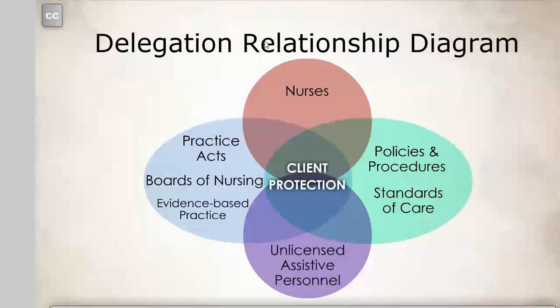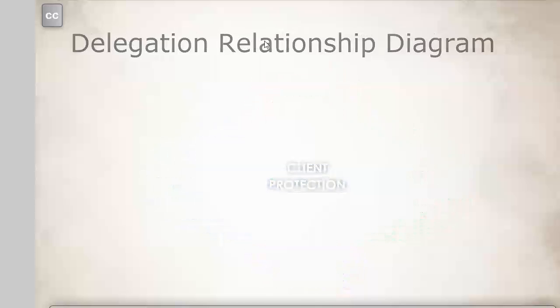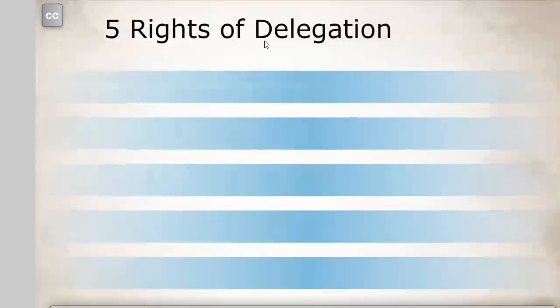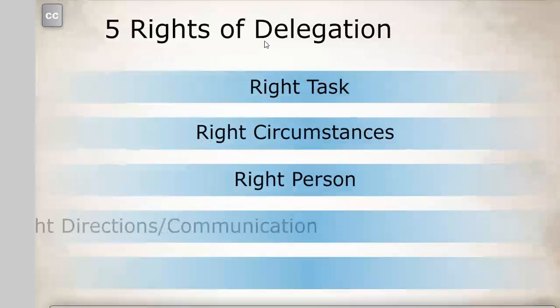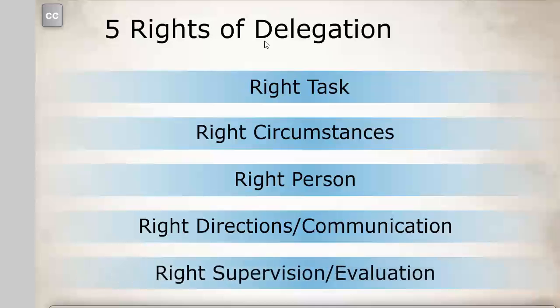UAP assist nurses. They do not replace them. The 5 rights of delegation address crucial elements in decision-making about delegation. Delegation increases the scope of liability for licensed nurses. Nurses are not directly liable for acts of negligence by UAP. However, if they are directly supervising a delegated act, when the UAP commits a negligent act, they may also be held liable.